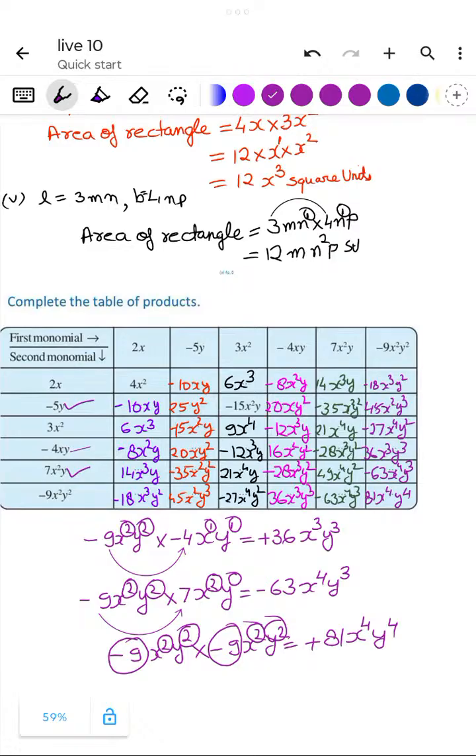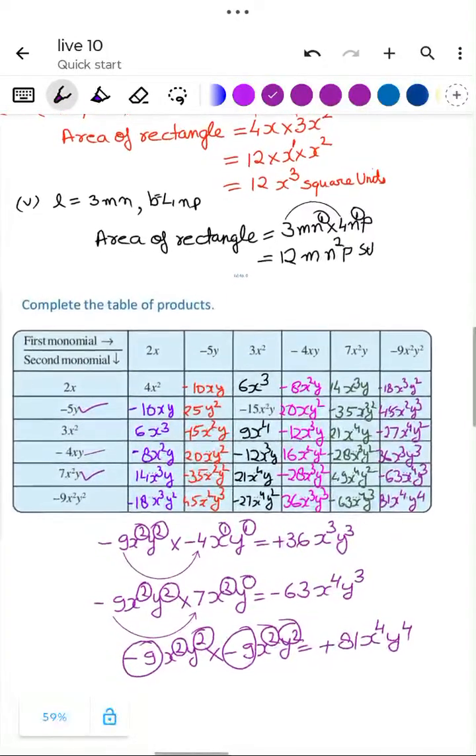So I hope you will be able to solve any kind of multiplication of monomials. If you want to practice more questions, you can download them from my channel page and try to solve them. So this is all for today.